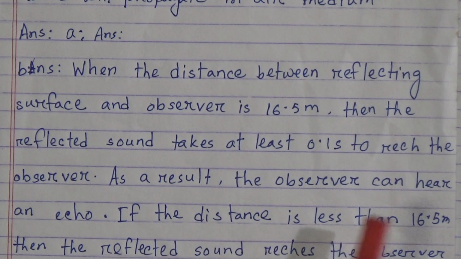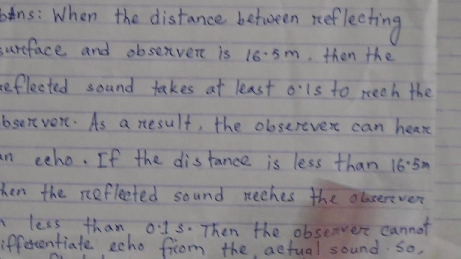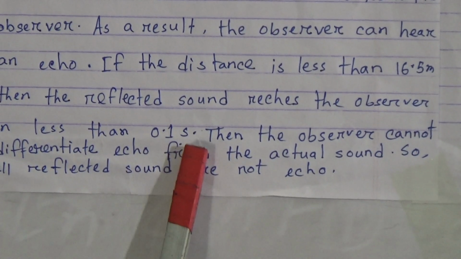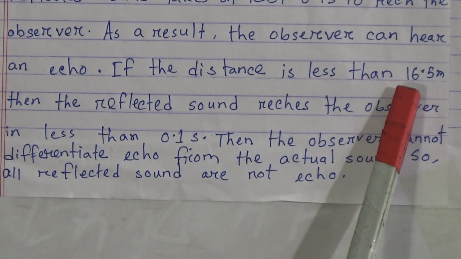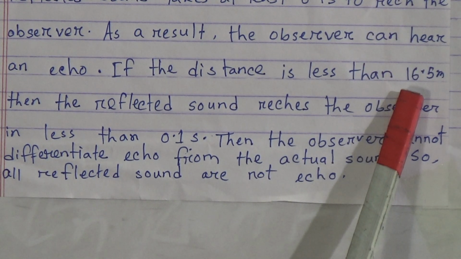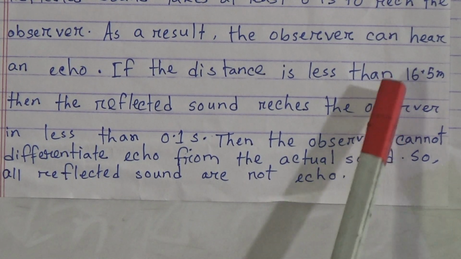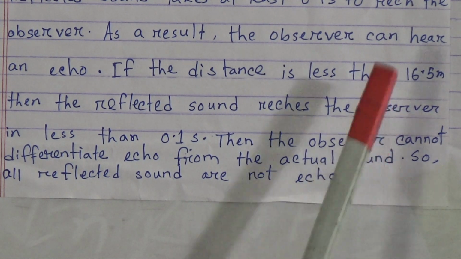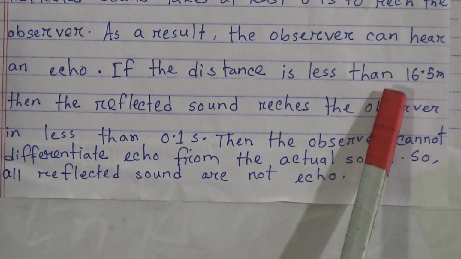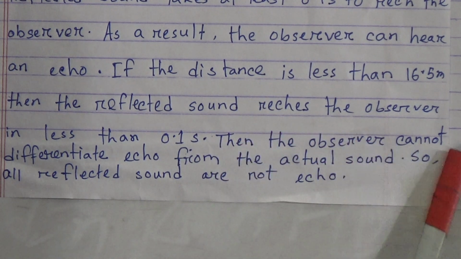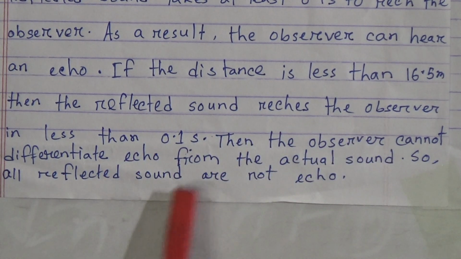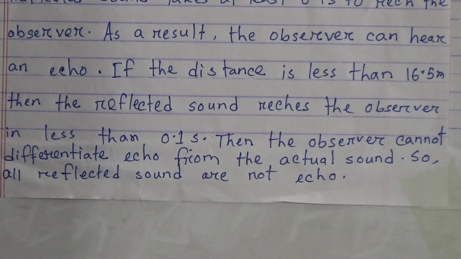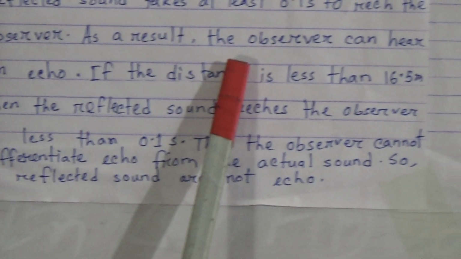If the distance is less than 16.5 meter, then the reflected sound reaches the observer in less than 0.1 second. That means if the distance is less than 16.5 meter, then we cannot hear an echo from this sound. Then the observer cannot differentiate the echo from the actual sound. So all reflected sound is not an echo. My dear students, I think all of you have understood this answer.